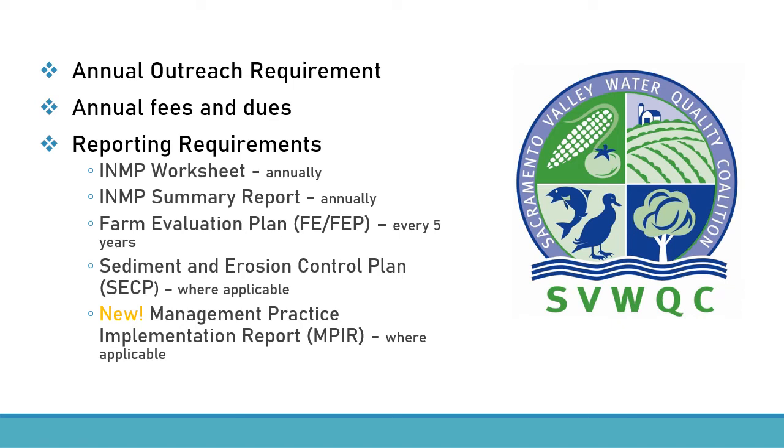which also must be completed annually, but this one is turned into the coalition, the farm evaluation plan, which is due every 5 years and will be due again in 2026, the sediment and erosion control plan where applicable, and a new report called the Management Practice Implementation Report, or MPIR.